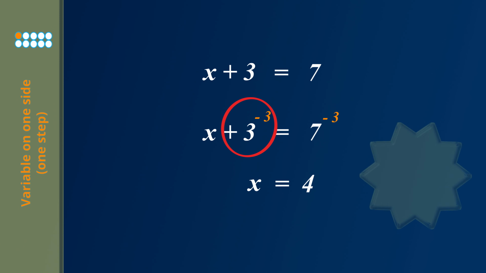It's a good idea to check that the answer is correct. We do that by substituting 4 into the original equation to see if it fits. Yes, 4 plus 3 does equal 7.